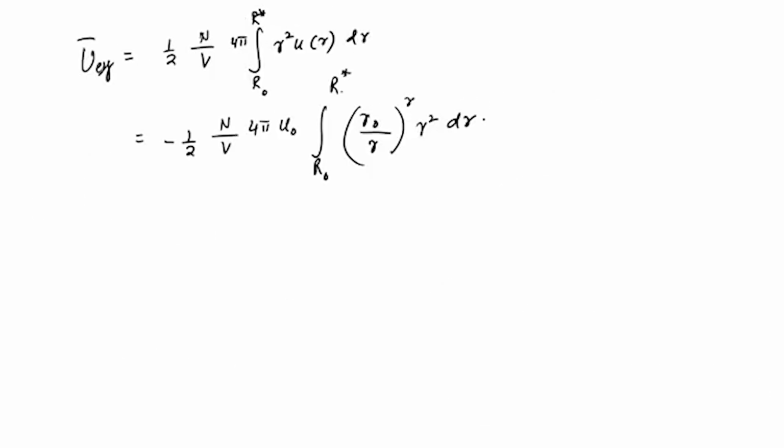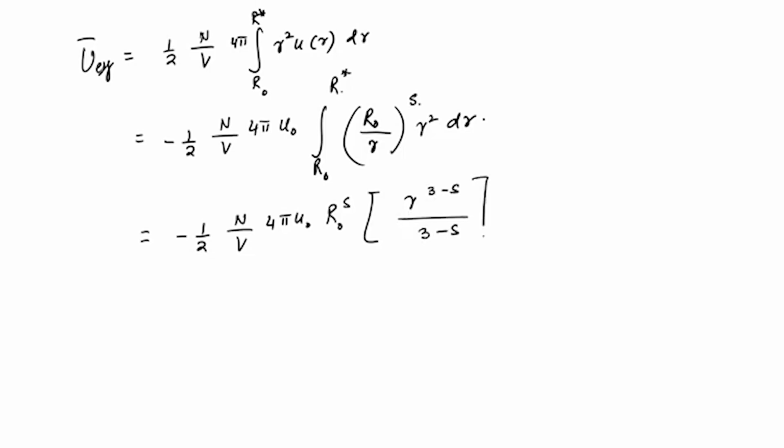So, this is the capital R, and this integral is easy to solve. So this u of r is taken as, this is not r, this is s, and r squared dr. This of course gets you N by V 4 pi u 0 r 0 to the power s and r to the power 3 minus s divided by 3 minus s, and it is taken from r 0 to r star.